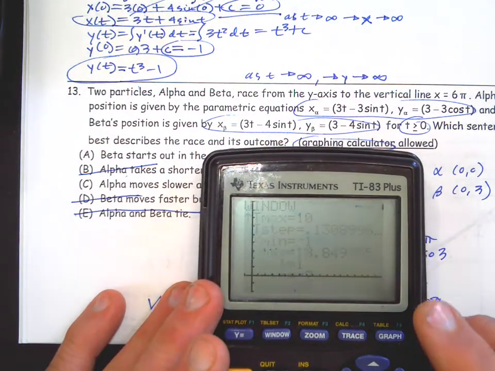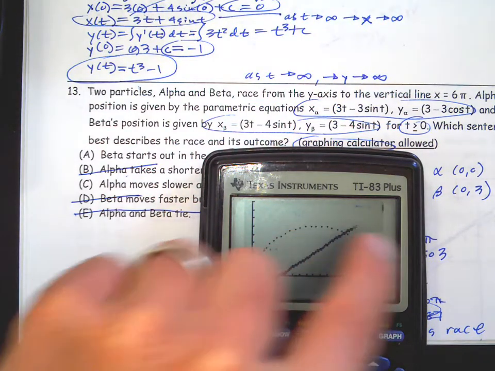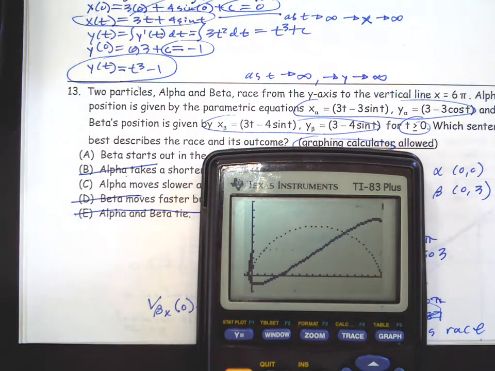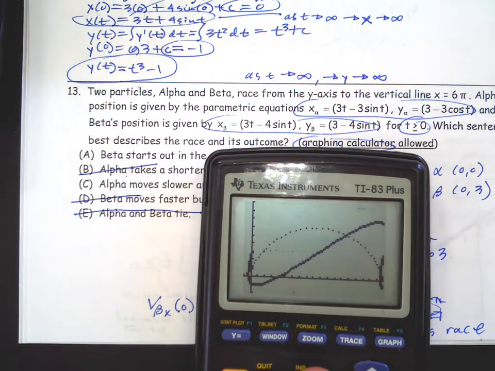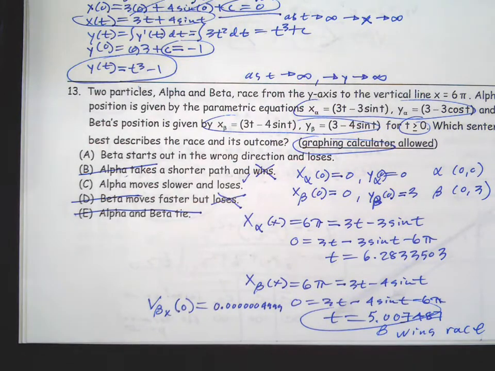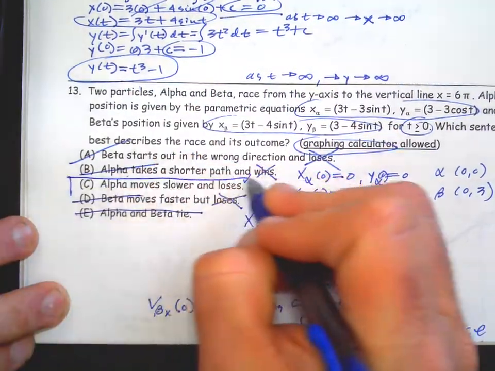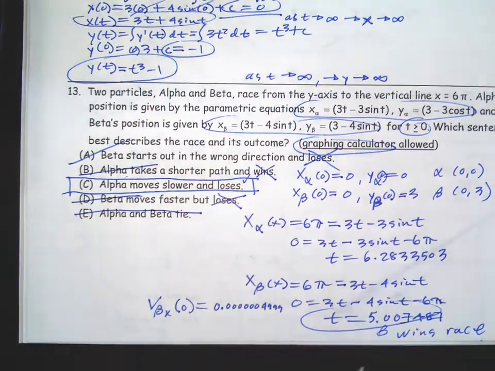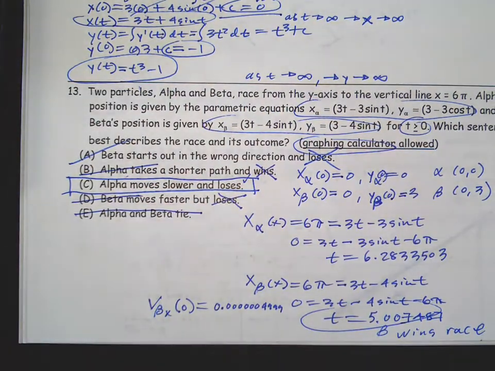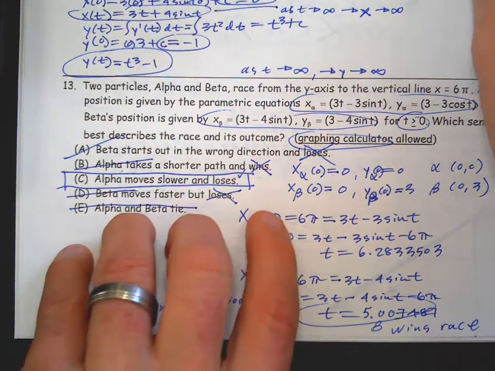Now let's watch this. So there's beta. It does look like beta is going in the wrong direction. And there's alpha. And beta kind of speeds up to catch up and win. And then beta actually comes back for a victory lap or something. But beta definitely wins. It does say that beta starts out in the wrong direction and loses. Okay, well, that one's out for sure too. So it for sure has to be C. That's the only one that has alpha losing and beta winning. You know, and they don't tie, but that's it. Kind of interesting.